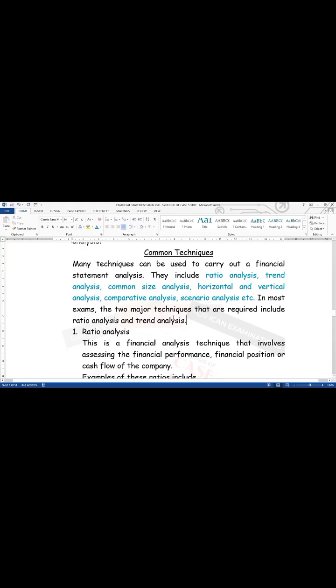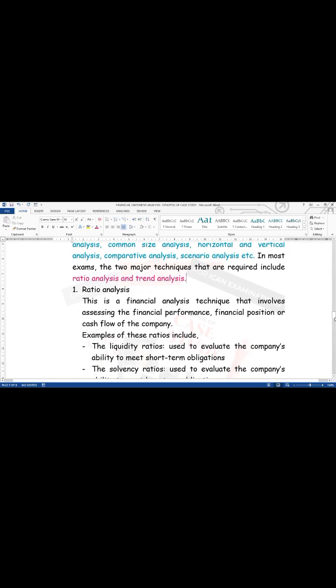In most exams, the two major techniques that are required include the ratio and trend analysis. Which might not always be the case, but over the years, in most exams, they require you to do a ratio analysis and trend analysis. Like I said, this is like a trend. In most cases they can change it, but based on review of previous ICAN questions that have been tested, I'm just summarizing the two major techniques that are being tested.